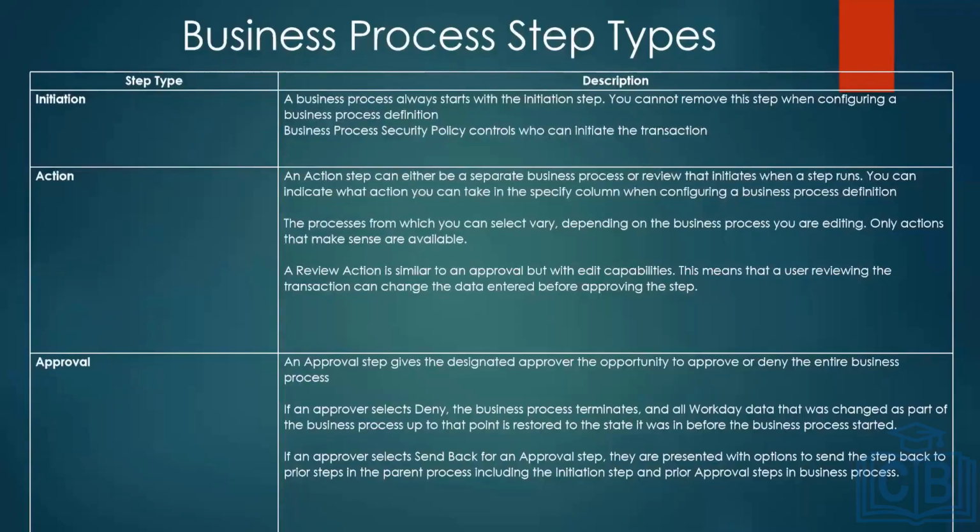Rejection will clear the whole business process. Cancel means it will just stop the business process. Send back means the business process will remain active, it will just be sent back one level down. So that is the difference between the review and the approval.